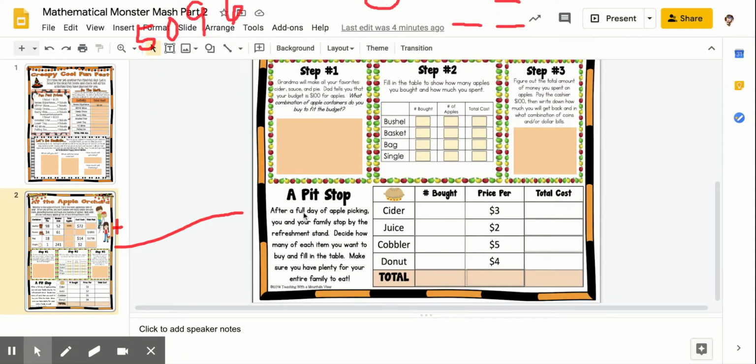And then our final thing, we take a pit stop. After a full day of apple picking, you and your family stop by the refreshment stand. Decide how many of each item you want to buy and fill the table. Make sure you have plenty for your entire family to eat. So you can figure out how much juice, cider, cobbler, and donuts y'all want, and then you would multiply by the price for each of them, right, and figure out the total cost, add up all those total costs, and that would get you your total down here, right? So this, like I said, is going to be entirely up to you. The answers on this is going to depend on what you are filling out.